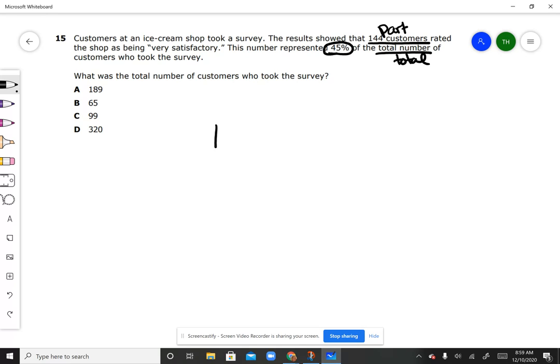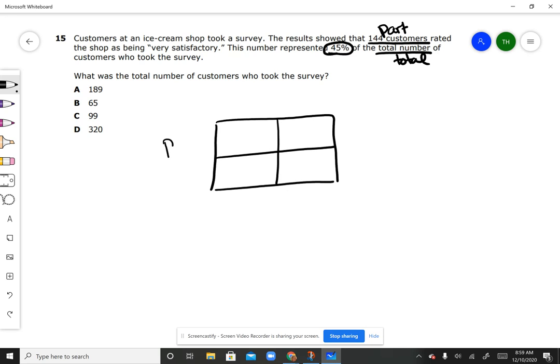Okay. So I need to set up my proportion box. I'm going to have my part, my total, my percent, and my customers. Again, if you're not used to labeling at the top, that's okay. So our percent, we have 45%. We know a percent is always over 100.